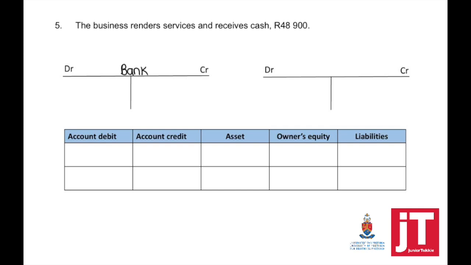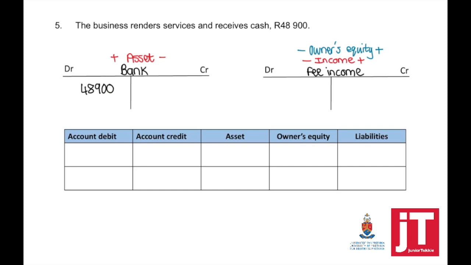48,900. If the business received money, it means bank is involved. Why did the business receive money? Because of services rendered. We don't show it as services rendered, we show it as fee income, or another word that we can use is current income. Bank is regarded as an asset which will increase on the debit side and decrease on the credit side. Fee income is regarded or classified as an income, minus debit, plus credit, and we need to show what will be the effect on the owner's equity.